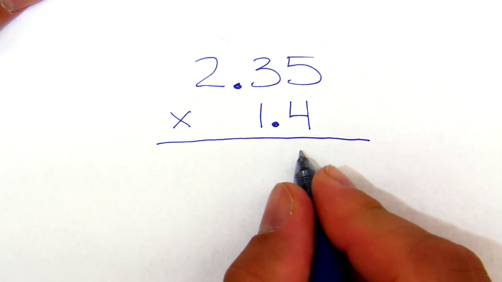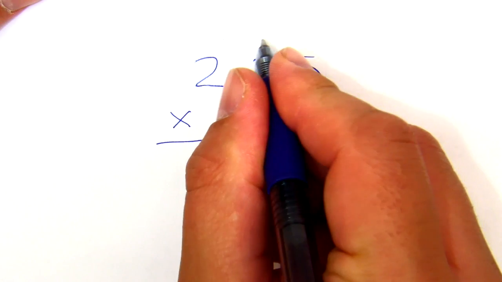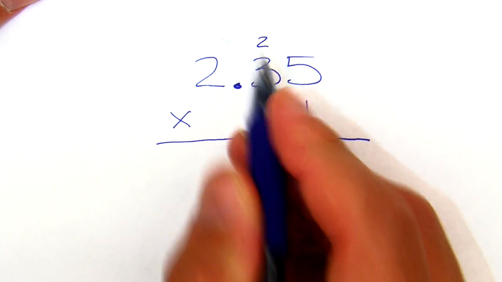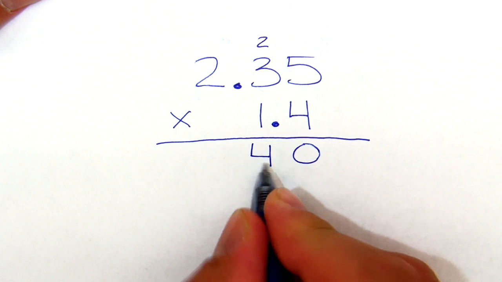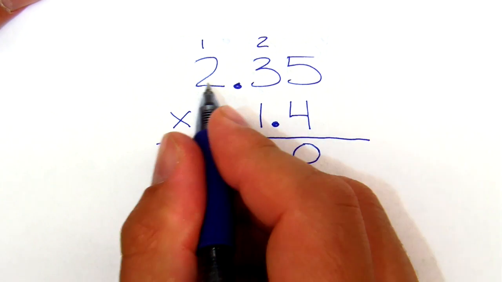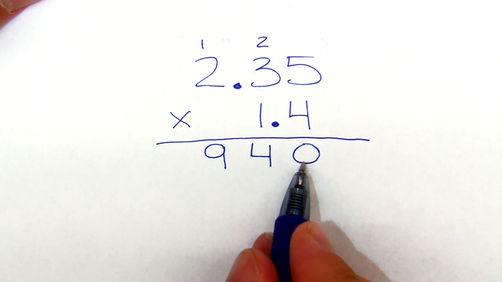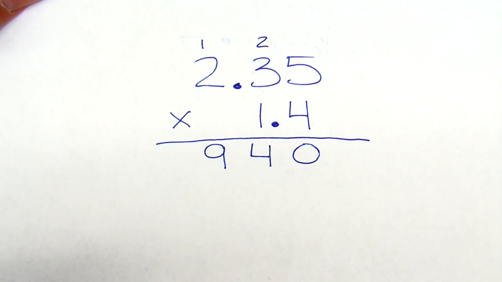4 times 5 is 20, so the 0 goes down, 2 goes up. 4 times 3 is 12, plus 2 is 14. 4 goes down, 1 goes up. 4 times 2 is 8, plus 1 is 9. So our first partial product is 940, right?